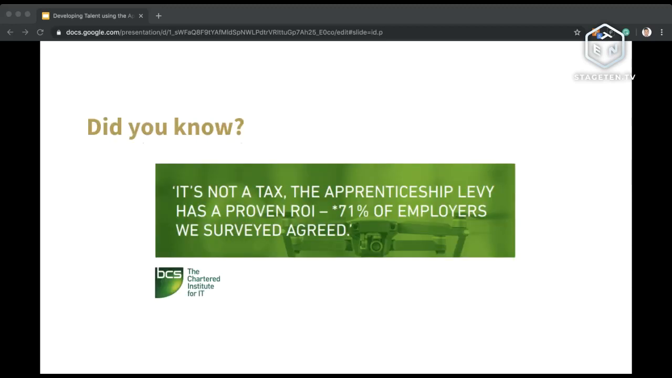What I am going to say is this is hot off the press. BCS, the Chartered Institute for IT, have carried out a survey of employers, and they have found 71% of employers have found that the apprenticeship levy has a proven return on investment. It's not just a tax, it's not money lost, it is making a tangible difference to their business and they are seeing a return on the time and money invested.